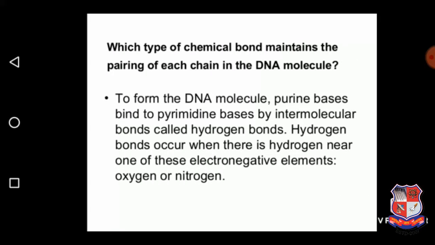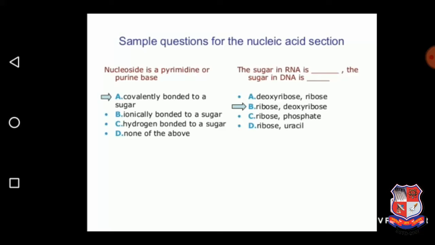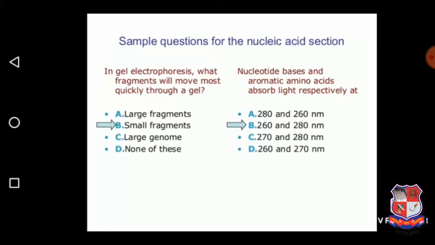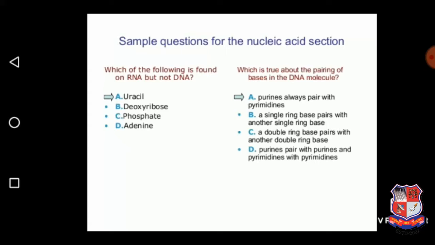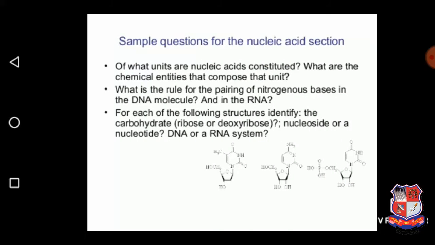bonds, chemical bond maintaining, is a nucleoside a pyrimidine or purine, electrophoresis here as an example. Which of the following is found in RNA but not DNA? Messenger RNA. Here are some nucleic acid section questions.